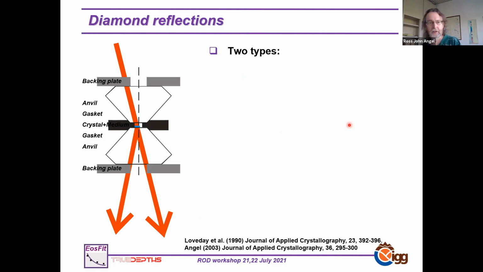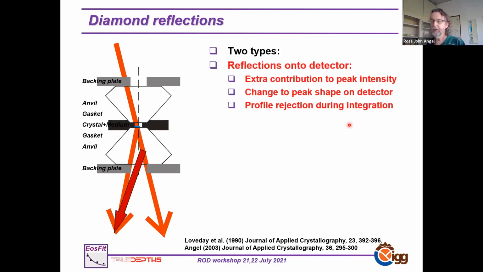What we've just seen is the red lines are the X-rays passing through the cell and being diffracted by the crystal. In addition, usually the incident beam is also diffracted from one of the diamond anvils onto the detector. If that diamond spot ends up where there should be a spot from your crystal, you will have an artificially large intensity for that crystal reflection. You need to exclude that because clearly it will screw up your structure refinement.